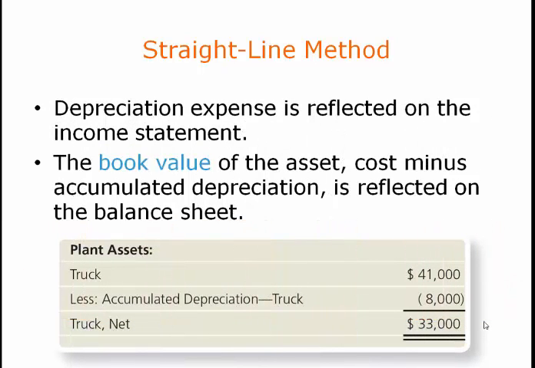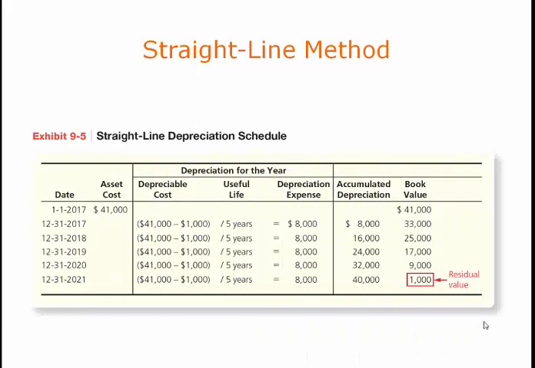And the net book value of the truck after the first year is the acquisition cost, $41,000, less the $8,000 accumulated depreciation, so the net book value is $33,000. And when you get done with the 5 years, you're going to have a residual or salvage value on your books of $1,000.